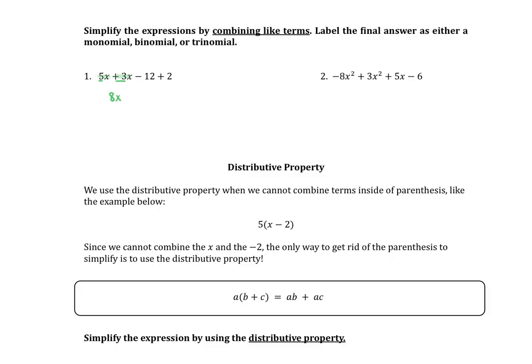I also have a set of like terms with the whole numbers. So I have a -12 and a +2. If I combine those or add those together, that leaves me a -10. I cannot combine 8x and -10 because they're not like terms. So this would be my final answer. Now, since I see two separate terms, that's going to make this a binomial.